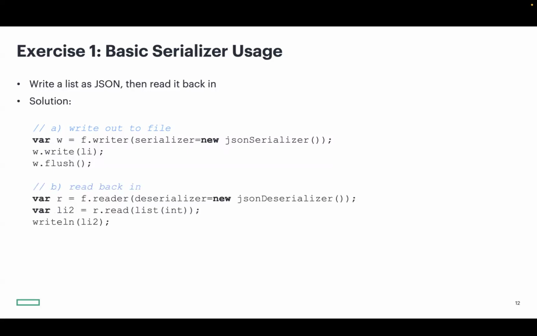And the rest of the solution, again, we're invoking the .reader method on a file. We're passing in a new JSON deserializer to the deserializer formal. And then we invoke the read method. We pass in the type we want to read, which is a list of integers. And then we write that out. All right. Any questions on that exercise?